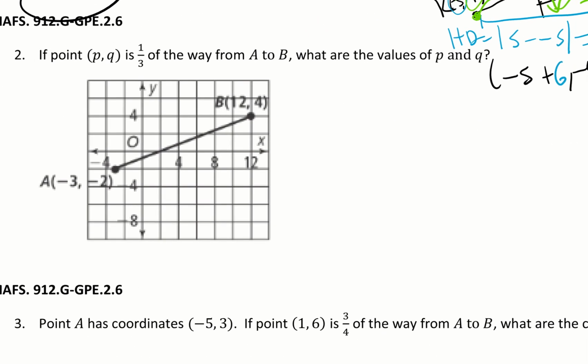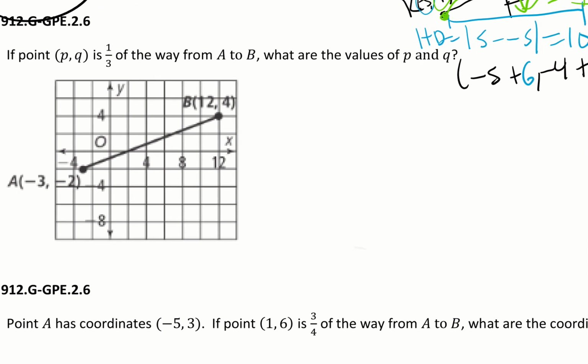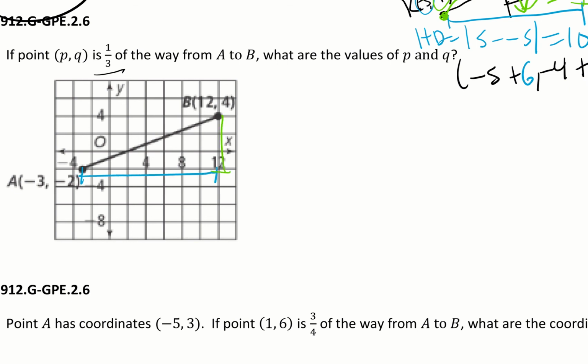All right, if a point PQ is 1/3 of the way from A to B, what are the values of P and Q? So this is another partitioning problem. So we're 1/3 of the way. So let's go ahead and find the horizontal and the vertical distance.